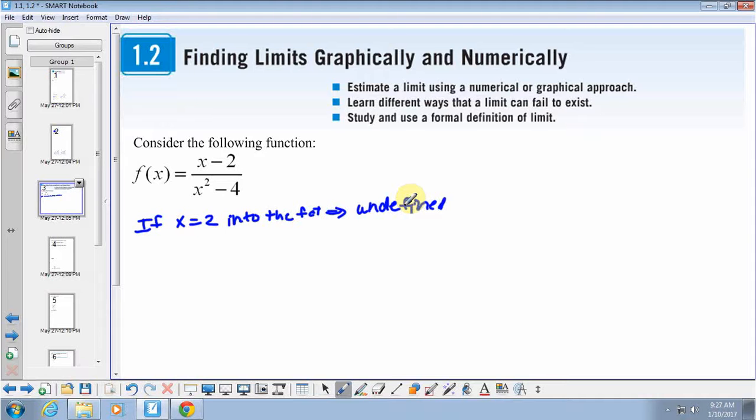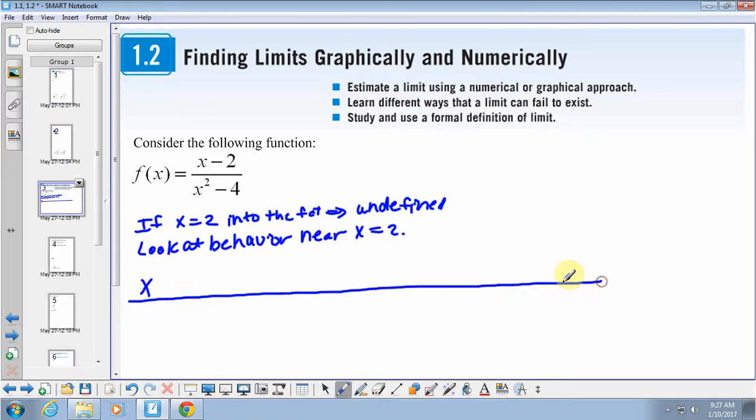But let's look at some numbers around 2. So let's look at the behavior of this function near x equals 2, and let's look out on either side of that. So we're going to get some x values, and then we're going to find the associated f of x value.